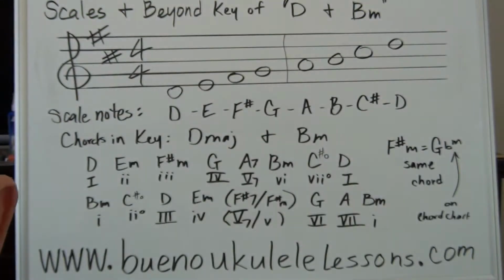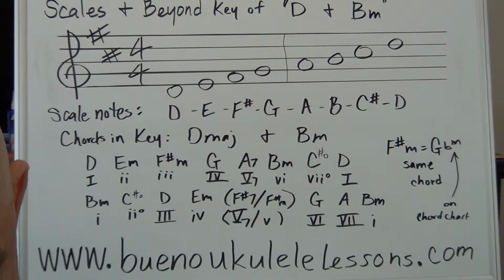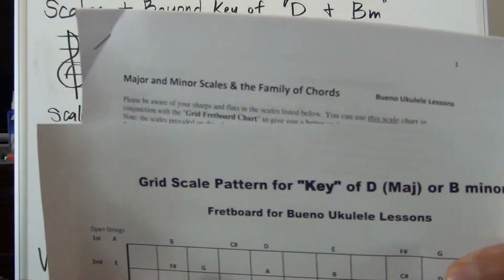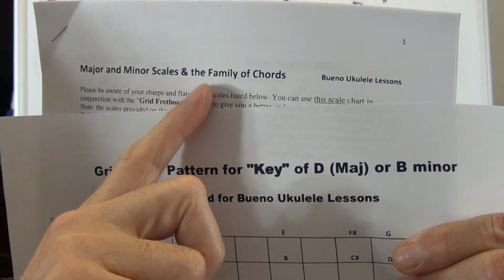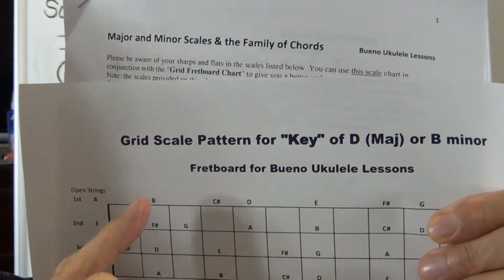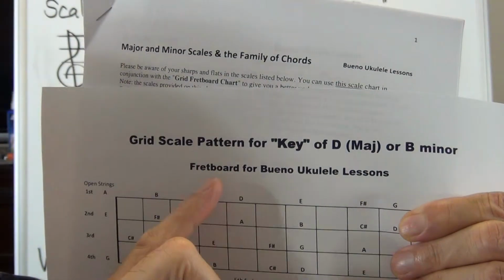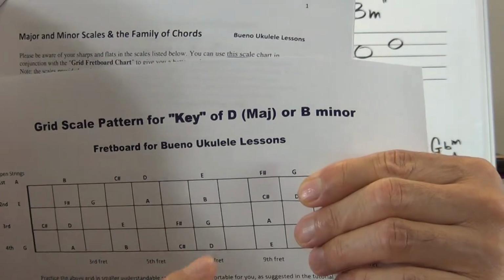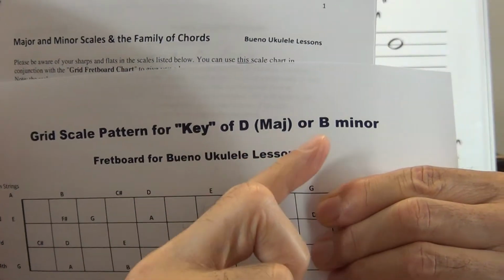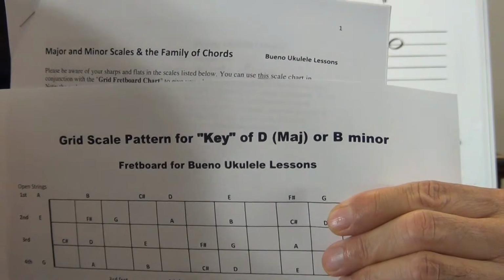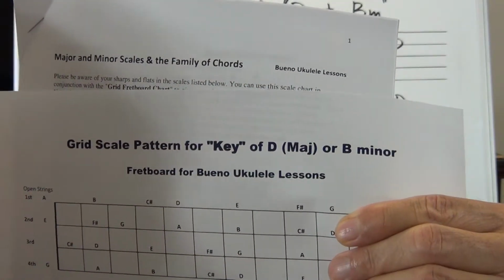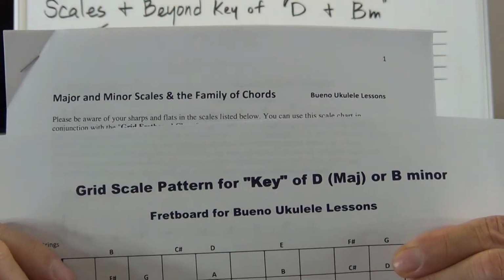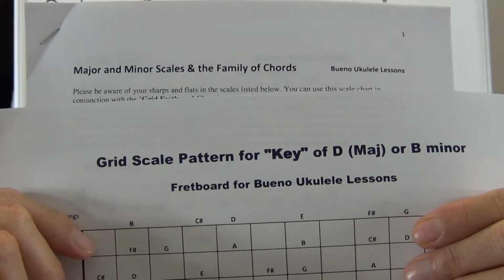So go ahead, pause the tutorial, and get your 2 pieces of paper. First one is the major minor scales and the family of chords, and then you want to get your grid scale pattern for the key of D and B minor. Most important on this grid scale, make sure it says D major and B minor, so we're talking about the same scales and chord patterns, family of chords. Go ahead and pause the tutorial, go get these 2, and come on back.